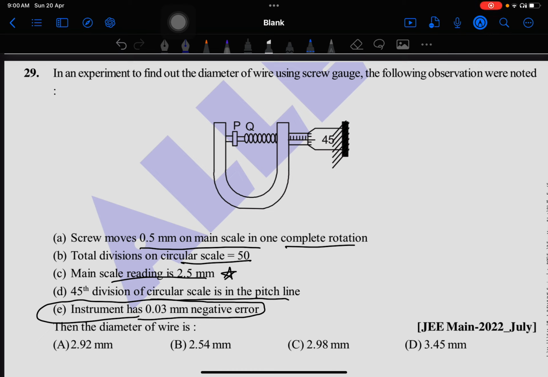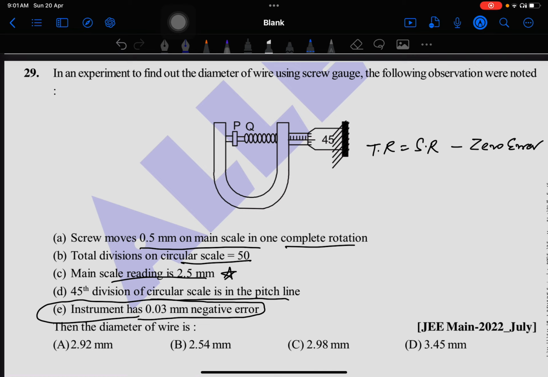So pause it right now. Now we are going to discuss the solution. They have given you the main scale reading and the negative zero error. What more do you want to do over here? Nothing actually. And this was a JEE Main question. So you write over here, the true reading is nothing but the shown reading minus the zero error.